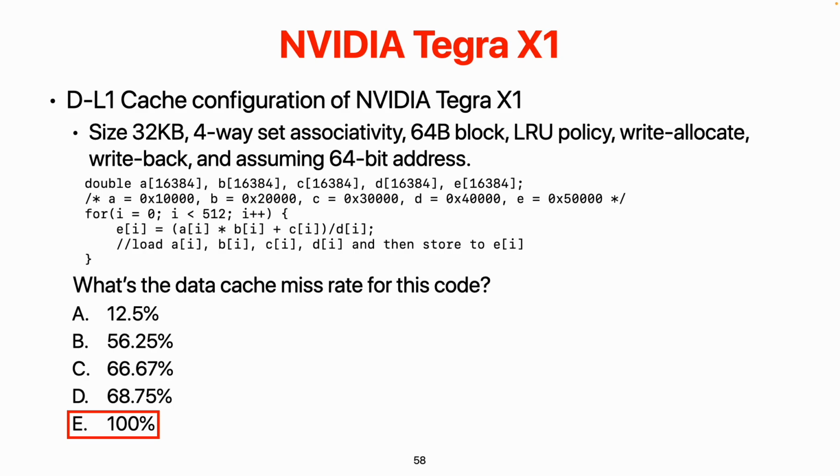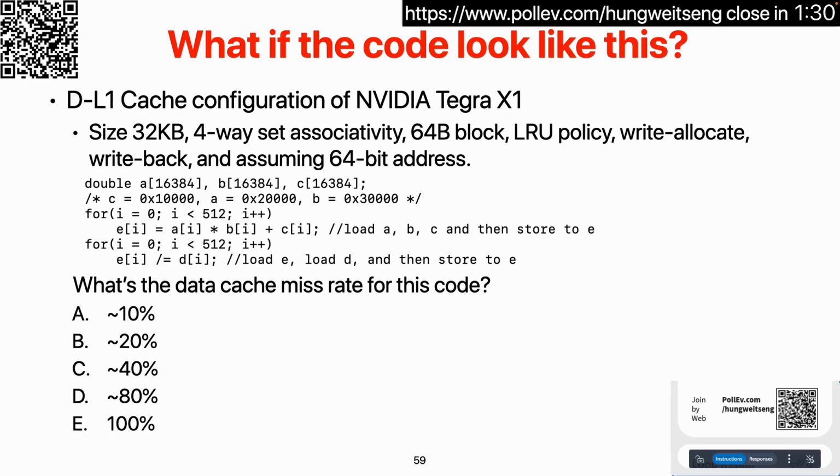So what can we do? Now I have another version of this piece of code which will generate exactly the same outcome. Can you tell me by how much I can change the data cache miss rate to?